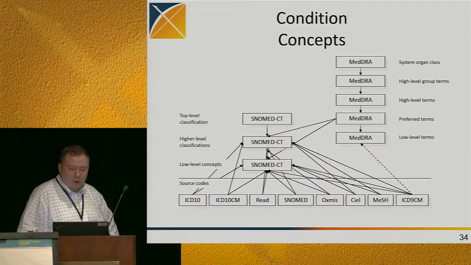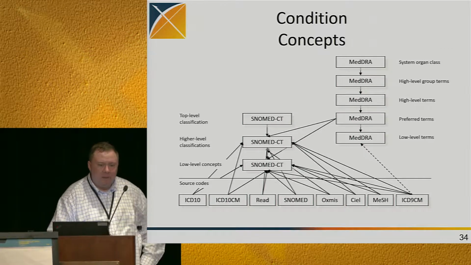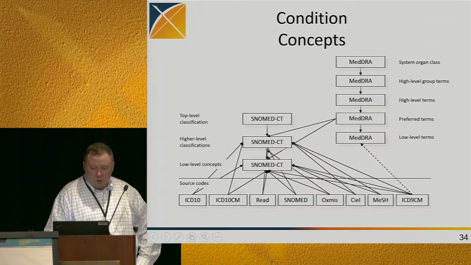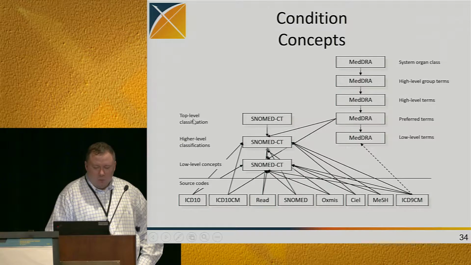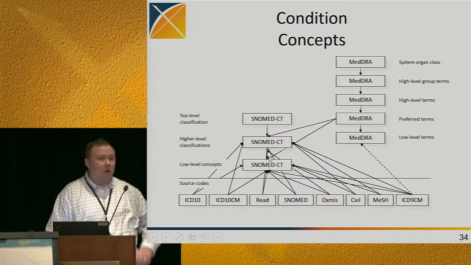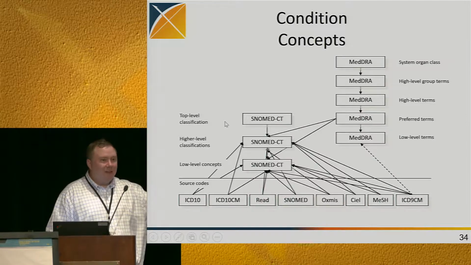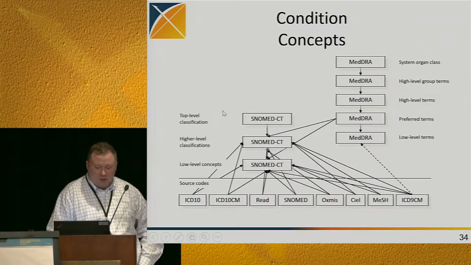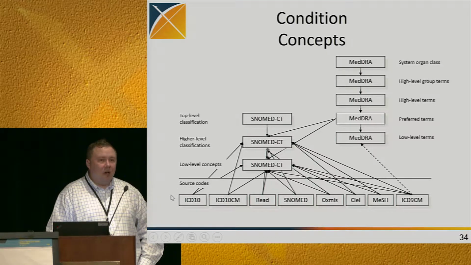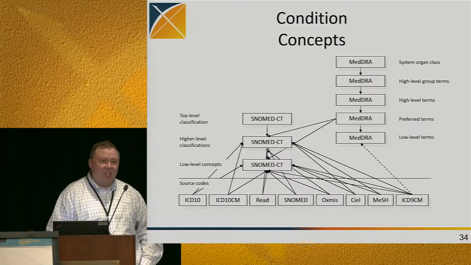So just to give you a more tangible example of this, if we think about the condition domain as one specific area, what I'm showing you here is an example of a graph to think about at the vocabulary level. So you've got SNOMED as a vocabulary that represents clinical entities, and SNOMED itself is a graph that has lots of relationships between low-level concepts and top-level classification systems. In the Odyssey community, we are using SNOMED CT as one of our primary standard vocabularies to represent conditions.